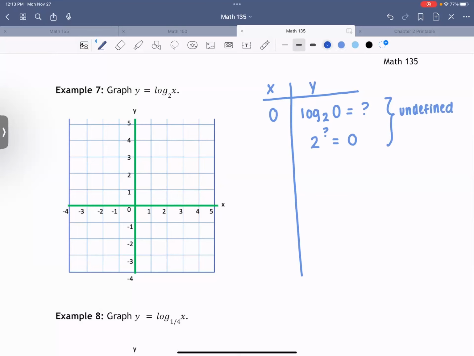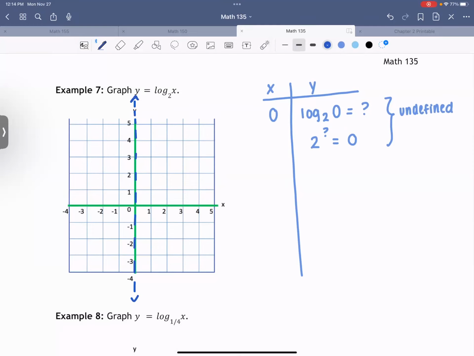Now when something's undefined, how do we draw it? You don't draw it. What else do we draw? Starts with an A. Asymptote, right? So at x equals 0, we're going to have a vertical asymptote because our graph is undefined there. It can't touch it.